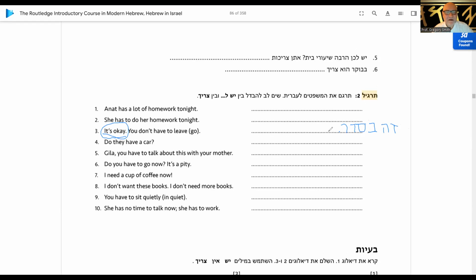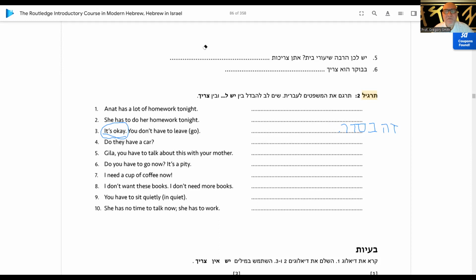Okay, so we could put ata lo zarich. I wonder if it would be like a lelechet. Ata lo zarich lelechet. There we go. Yeah, ata lo zarich lelechet. You don't have to go. Okay, so you.